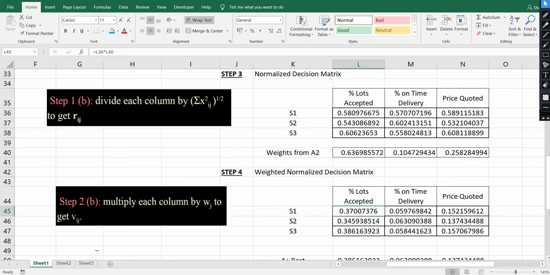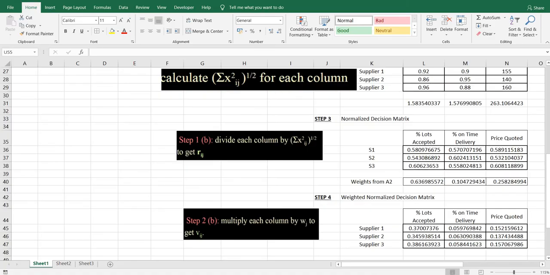Okay, if I click on this, you can see that this is the multiplication of L36 and L40. If I click on this, it is the multiplication of L37 and L40, right? I have multiplied each value by its corresponding weightages. So in this way we have obtained the values for weighted normalized decision matrix.